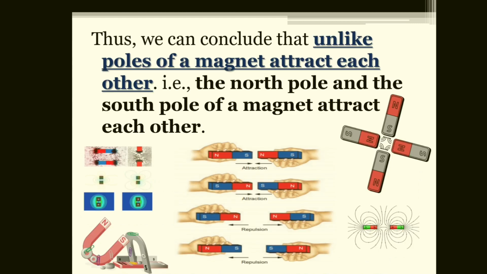So thus we can conclude that unlike poles of a magnet attract each other. That is, the north pole and the south pole of a magnet attract each other. So from this we conclude that the unlike poles, that is, the north pole and the south pole of a magnet, attract each other.